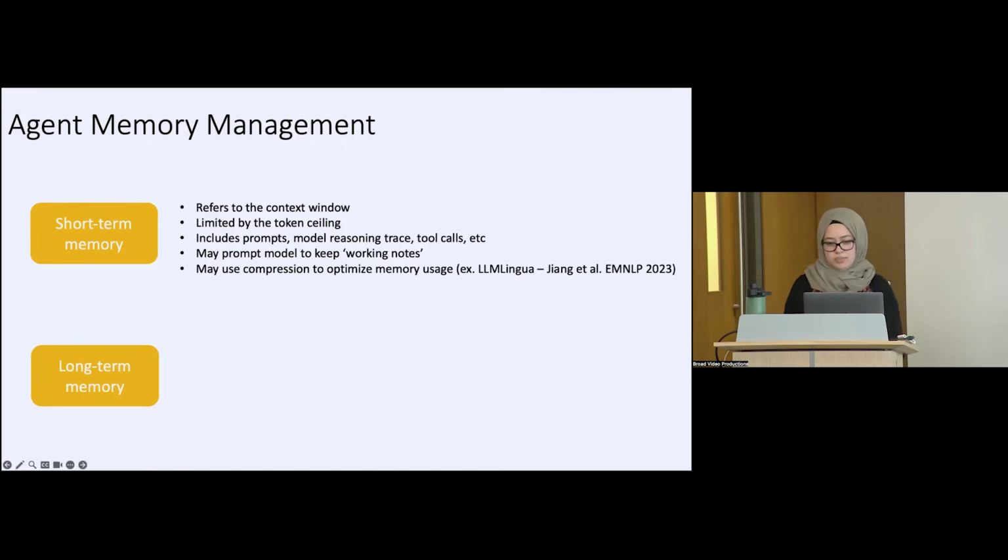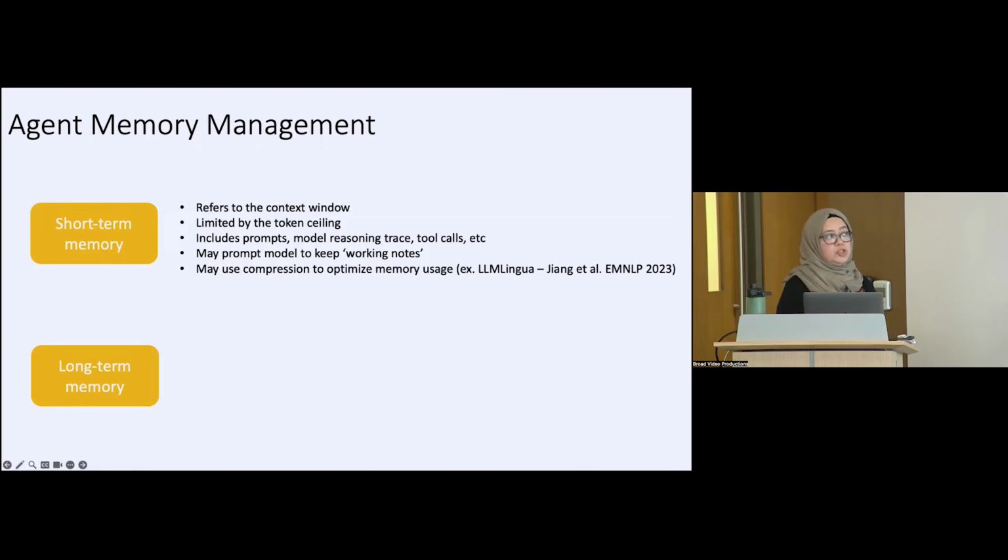Different ways to manage this may include, for example, prompting the model to generate working notes, which may include key insights and decisions made so far to be included in the context at each step. And so in that sense, if later on in the session the scaffolding removes earlier parts of the history, you avoid the issue of potentially losing really important information from that part of the history.